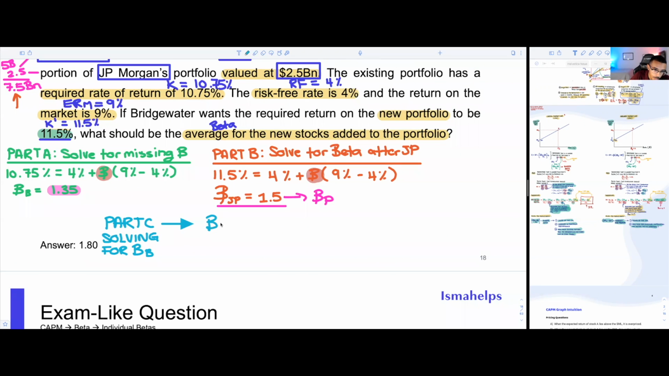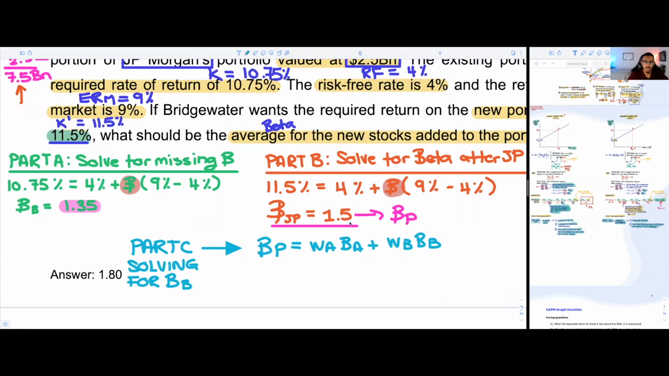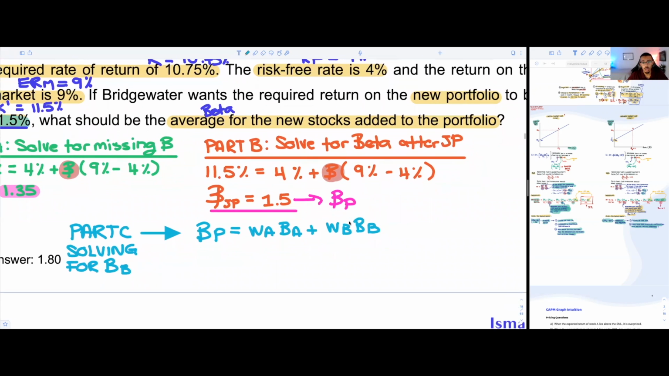We know that the beta of our portfolio is equal to the weight of A times the beta of A plus the weight of B times the beta of B. And what's awesome is that this is a very easy scenario because we literally only have two different investments here, technically. We have the Bridgewater fund and we have the JPMorgan fund. And we already know the beta of our portfolio once we purchased JPMorgan, okay? This is with the purchase. So our portfolio beta will be equal to 1.5.